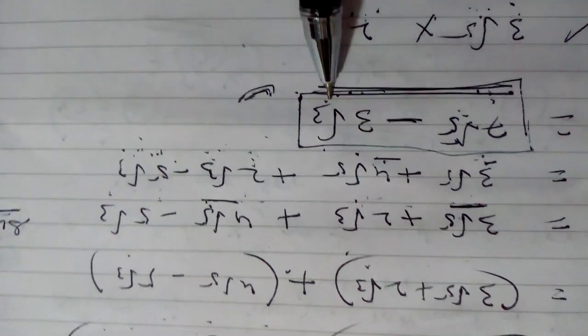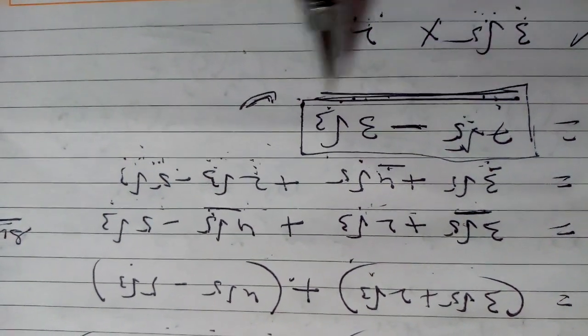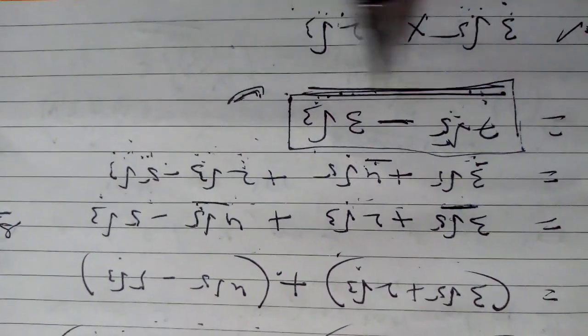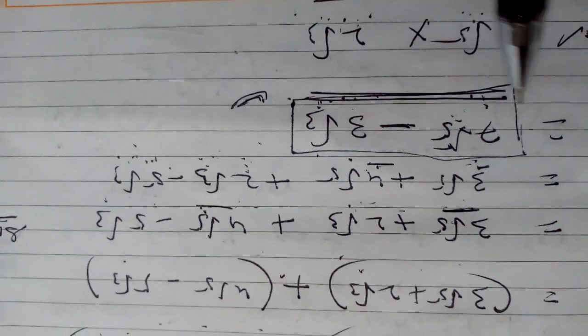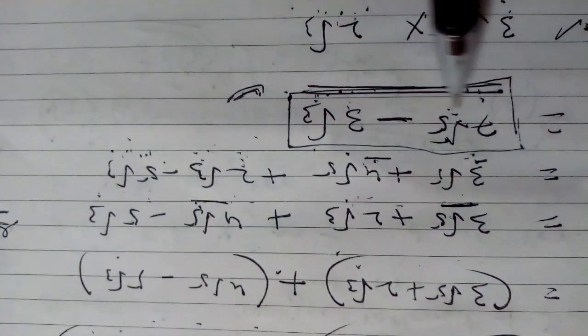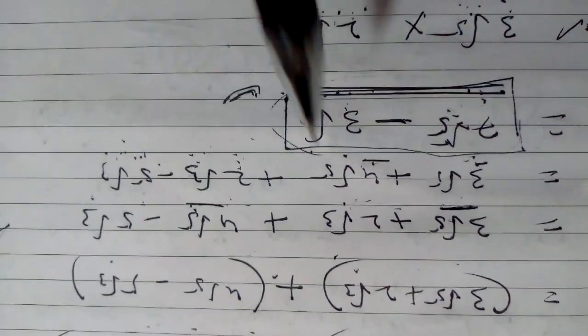Both have different values under the root. That's why they can't be added. Both are irrational numbers, but you can't add them. You don't write 7 minus 3 or root 5 minus 3. No, this is different and that is different. As it is, this is your final answer. Now you will see another example.